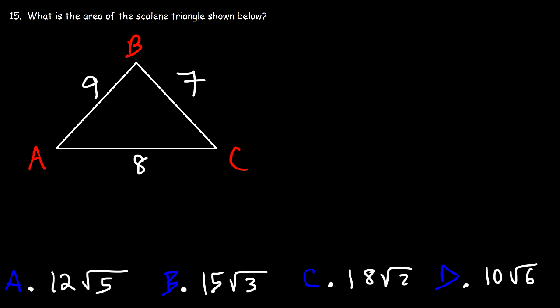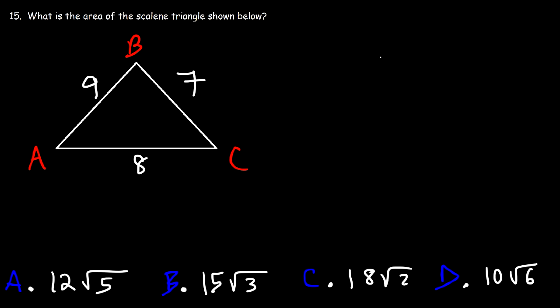Number 15. What is the area of the scalene triangle shown below? So we have a triangle with 3 sides, and the 3 sides are not the same, so it's not an equilateral triangle. The 3 sides are different. How can we calculate the area of this particular triangle? We need to use Heron's formula.